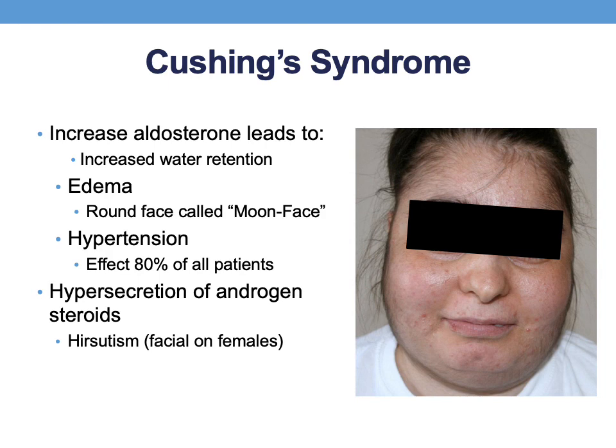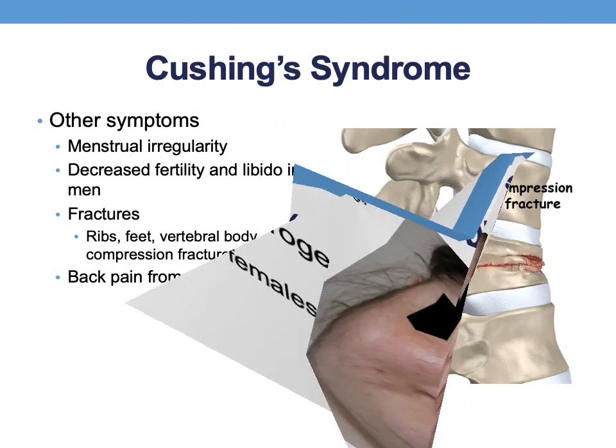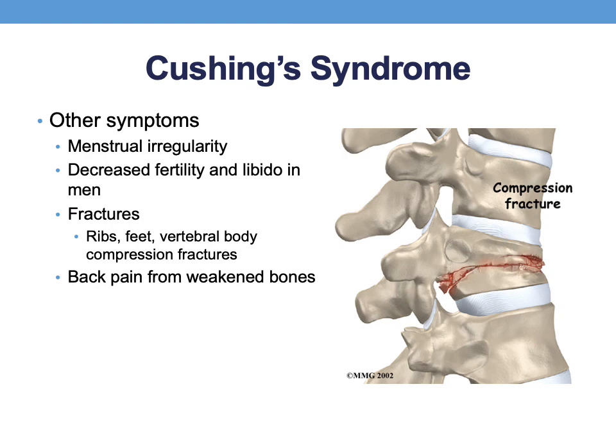The hypersecretion of the androgens is going to cause, in females, hirsutism. You don't really see too much difference in males. But the hirsutism you may see in this image here is male pattern facial hair. That can be caused with hypercortisolism. They can have menstrual irregularity. It'll decrease fertility and libido in men. Very similar to complications with thyroid hormones. And it can lead to fractures, particularly in the vertebral body.